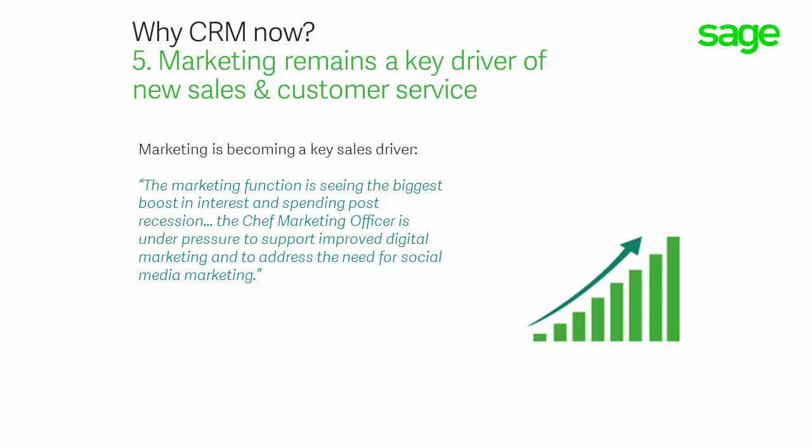And so marketing, according to Gartner, the marketing function, that is, is seeing the biggest boost in interest and the biggest spend at the moment, with the chief marketing officer, or the equivalent in any company, under pressure and thus wanting to spend money to support improved digital marketing. And of course, underpinning digital marketing has got to be a CRM system. You need to have the information to both send the prospect material and then to watch, capture, and refine the message in your CRM system based on all that profile information.